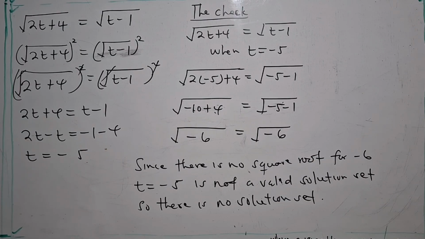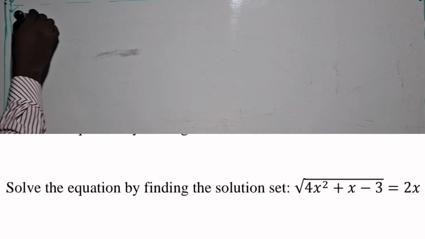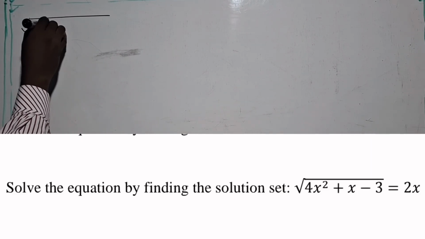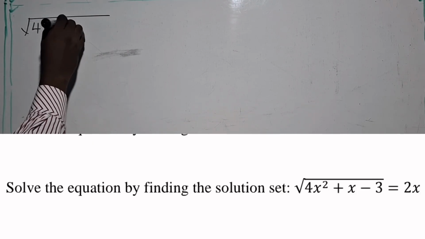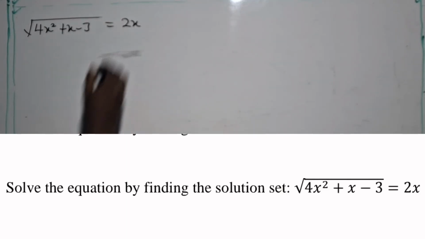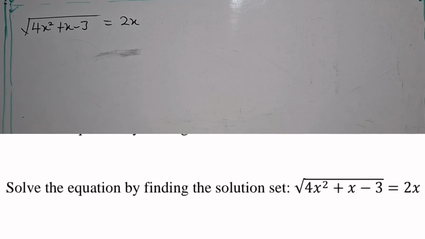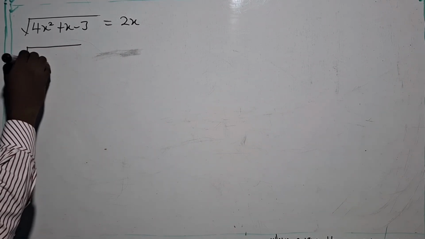We are quickly taking our last question on the radical equation type 1. So the last question on the screen says, solve the equation by finding the solution set of the square root of 4x squared plus x minus 3 is equal to 2x. So the square root of 4x squared plus x minus 3 is equal to 2x. Yes, it's equal to 2x.